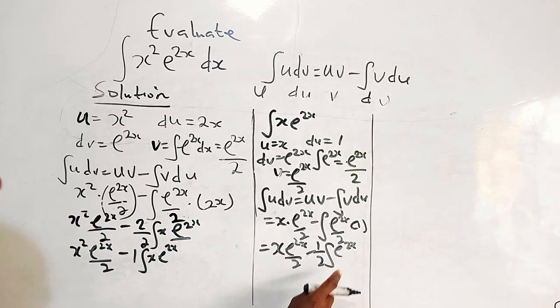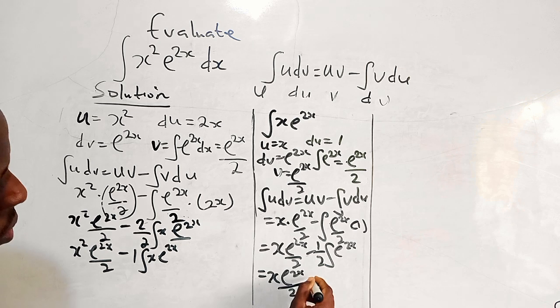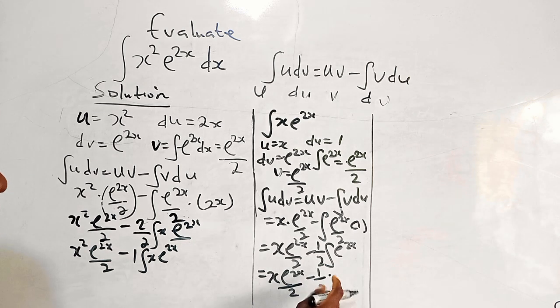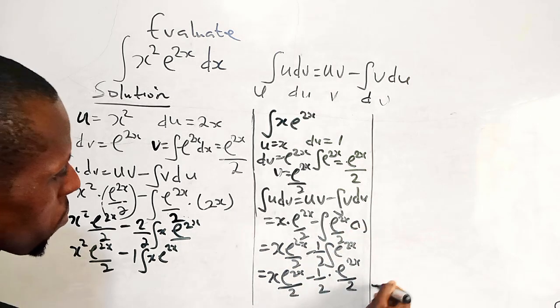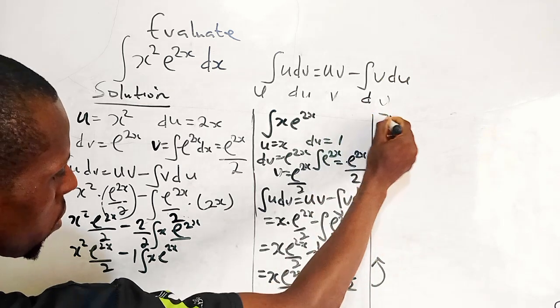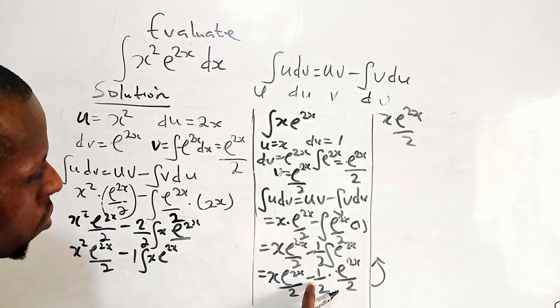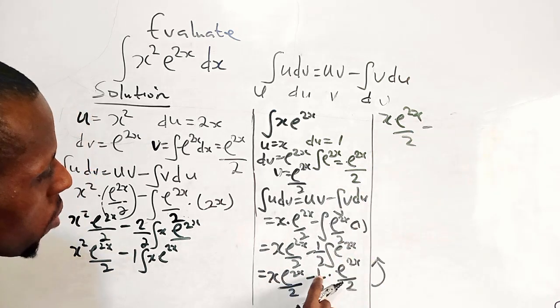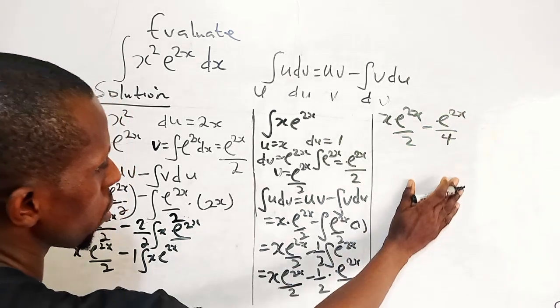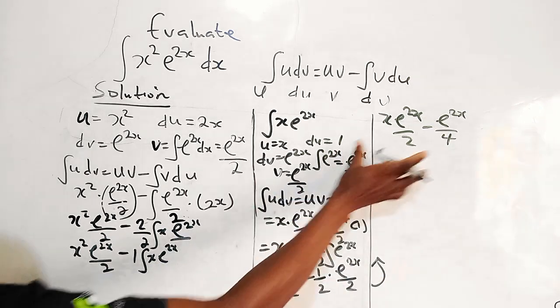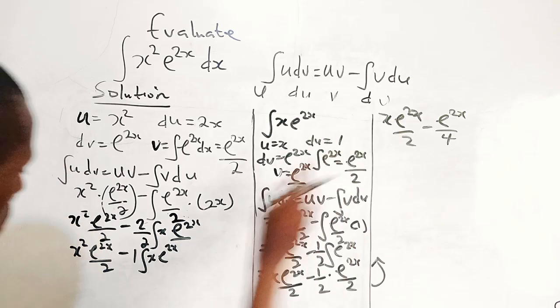So for exponential 2x, it's the same as this. When I integrate exponential 2x, I have this, so I can bring it back. So here I have x exponential 2x over 2 minus 1 over 2 times, so when you integrate this, you have exponential 2x over 2. So from here, I have x exponential 2x over 2, minus, and when you multiply this, you have exponential 2x over 2 times 2, that is 4. So the result of this is this. What we now do is substitute this back in here.